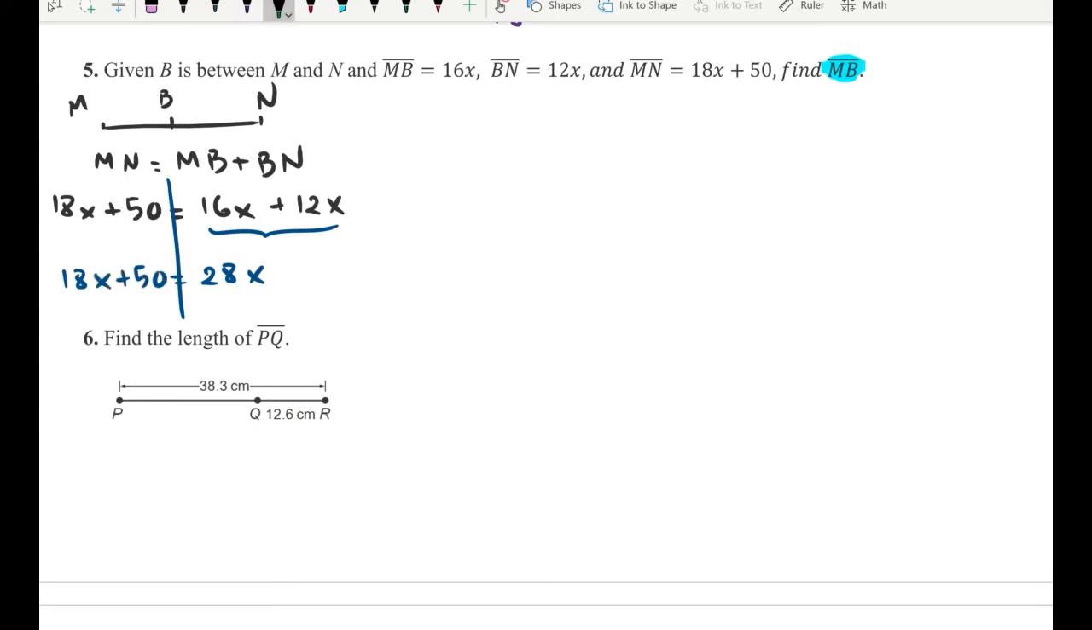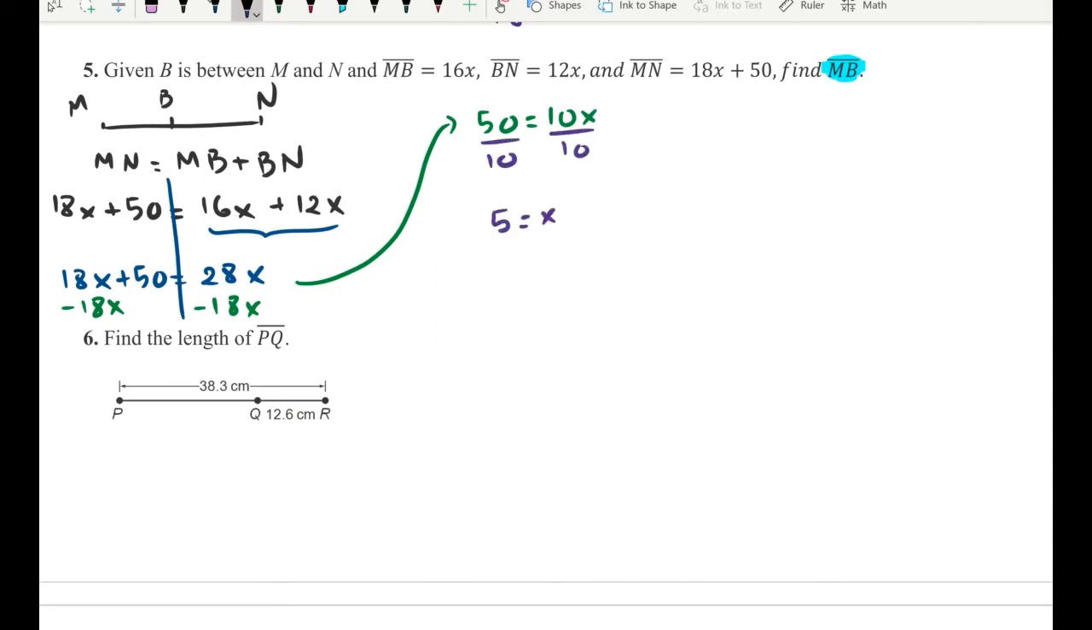Then my next step is to bring the x terms together, so subtract 18x on both sides. That will give me 50 equals 10x. Then we divide both sides by 10. You will have 5 equals x, or x equals 5.